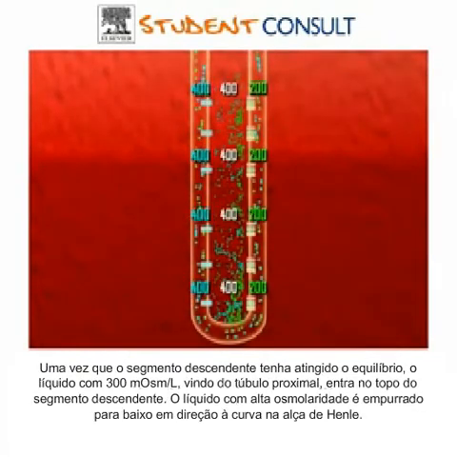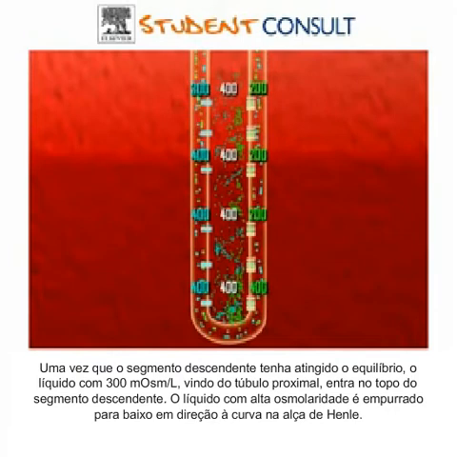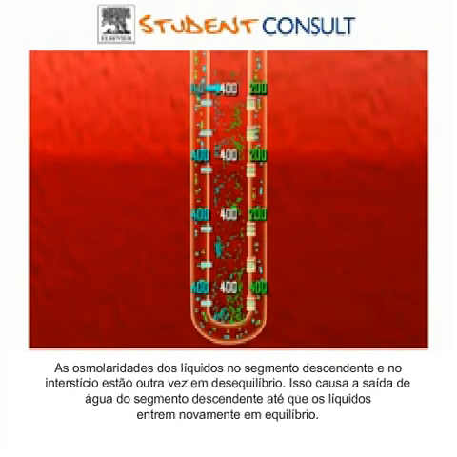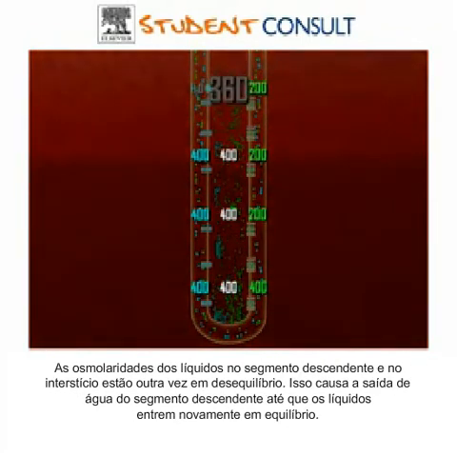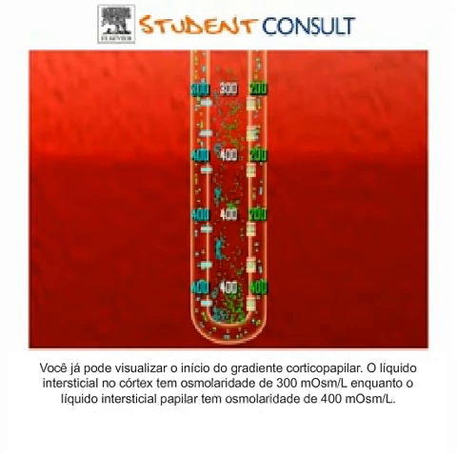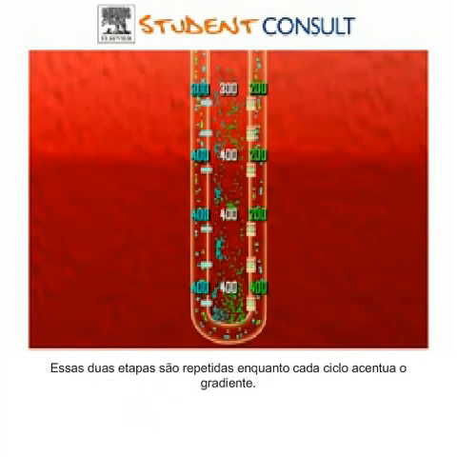Once the descending limb has equilibrated, fluid from the proximal tubule enters, pushing the higher osmolarity fluid below it down the loop of Henle. The osmolarities of the fluids in the descending limb and the interstitium are again mismatched, causing water to leave the descending limb until the two fluids have re-equilibrated. You can see a corticopapillary gradient being generated between the fluid in the cortex and the fluid below. These two steps are repeated, with each cycle enhancing the gradient.